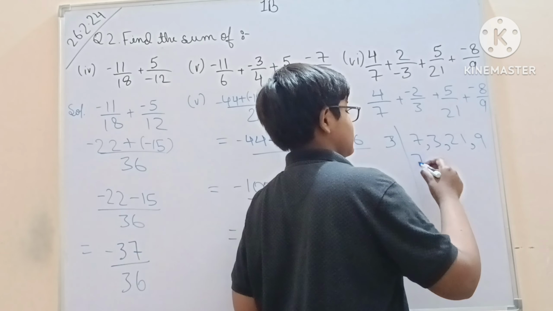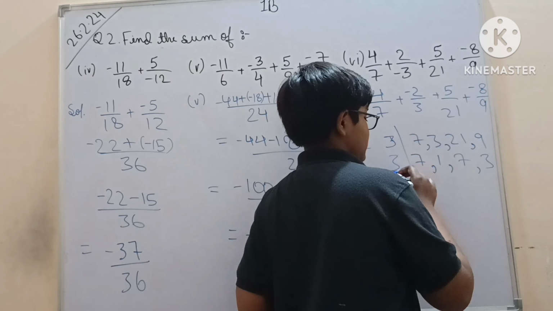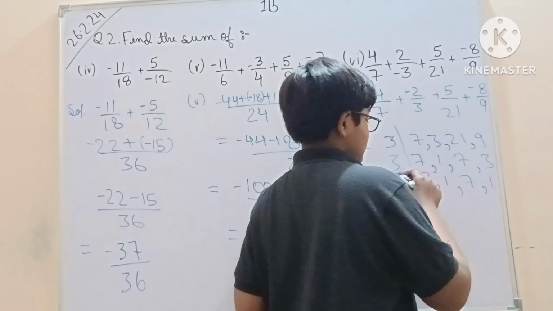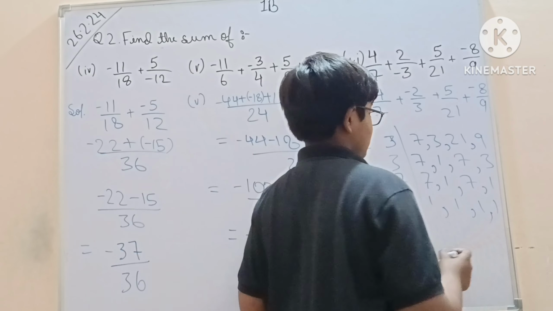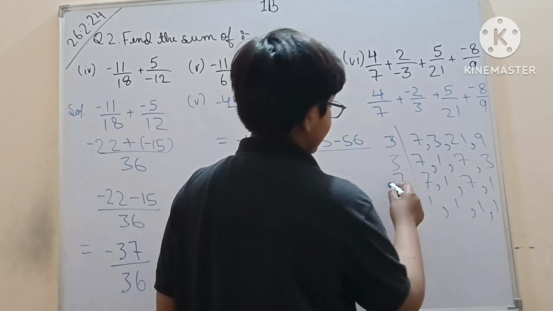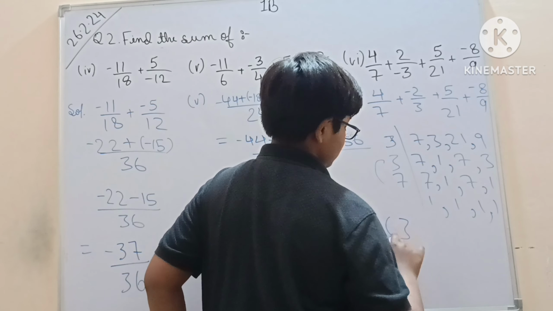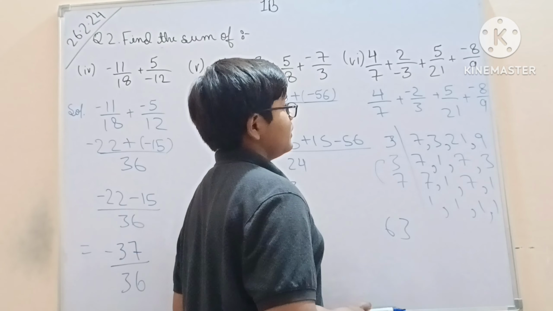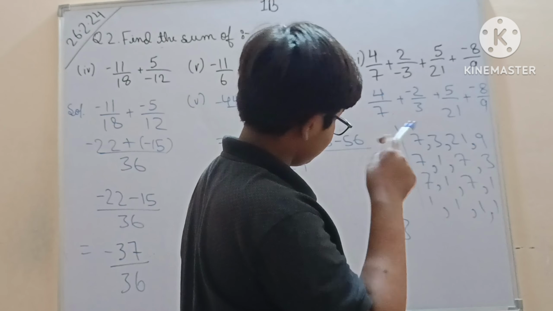3, again 3. Now we will divide by 7. 7 into 3 is 21 and 21 into 3 is 63. Now the LCM of 7, 3, 21 and 9 is 63.